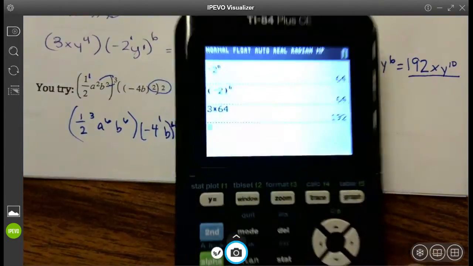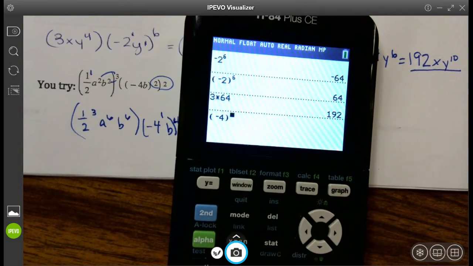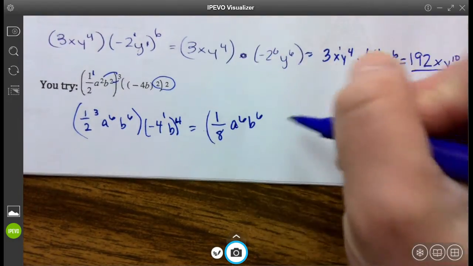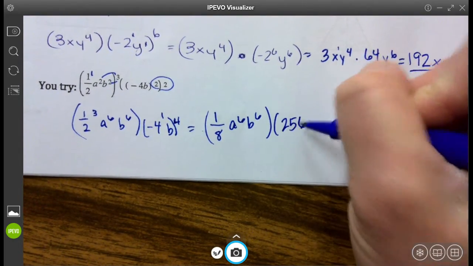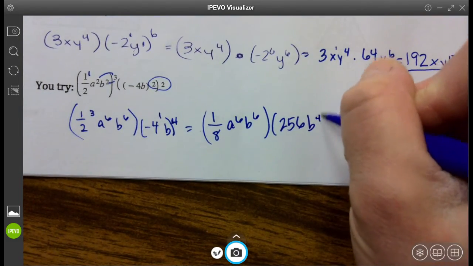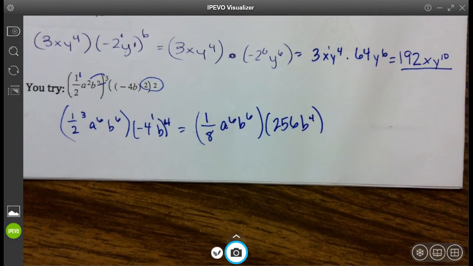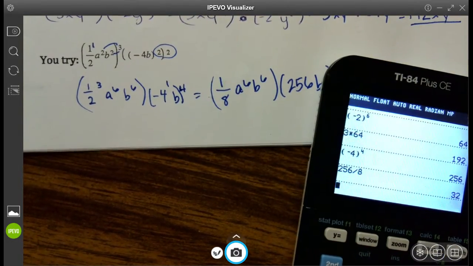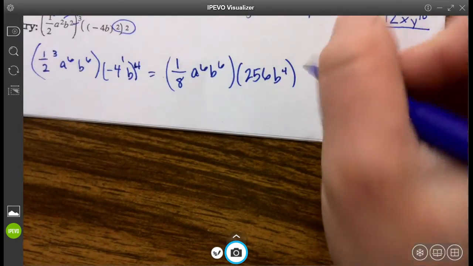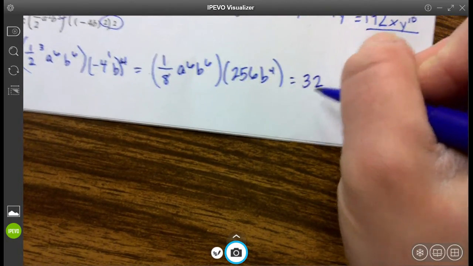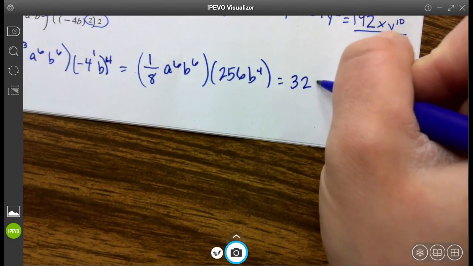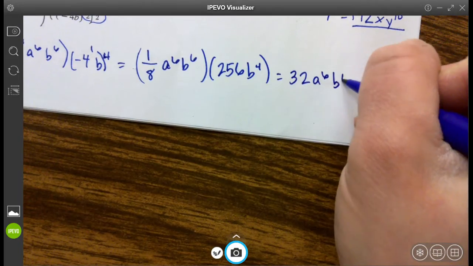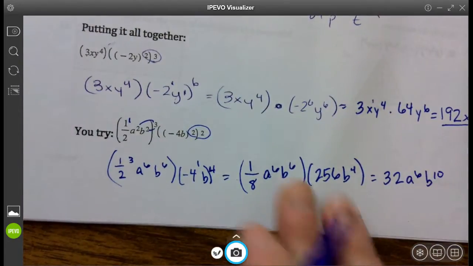Remember, we have to put in our calculator as quantity negative 4 to the 4th. So that's going to be positive 256. And then it's going to be b to the 4th. Now we have to multiply across. 256 times 1/8, or 256 divided by 8, is 32. A to the 6, no other a's. B to the 6, b to the 4th is b to the 10th. And that's your answer. Okay, these ones are a little bit intense.